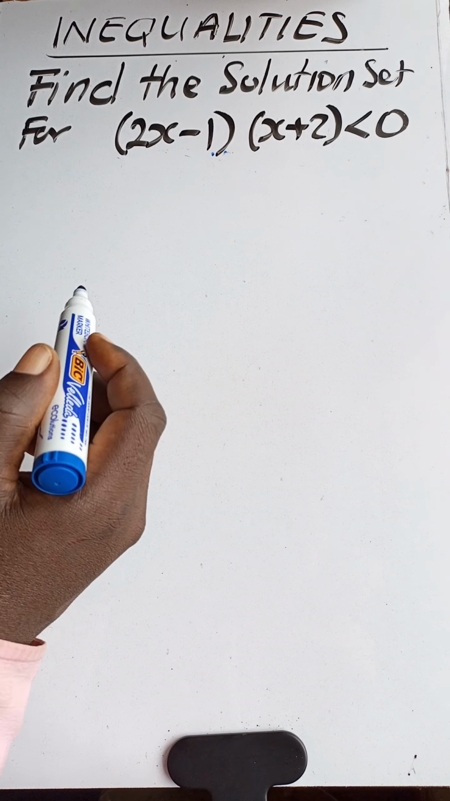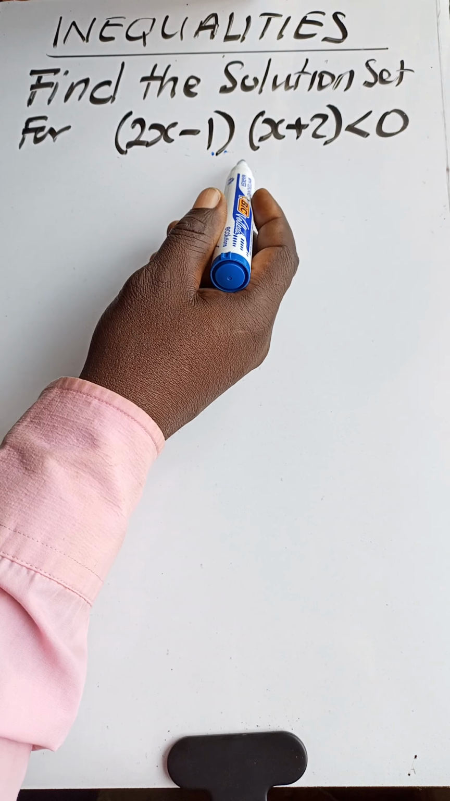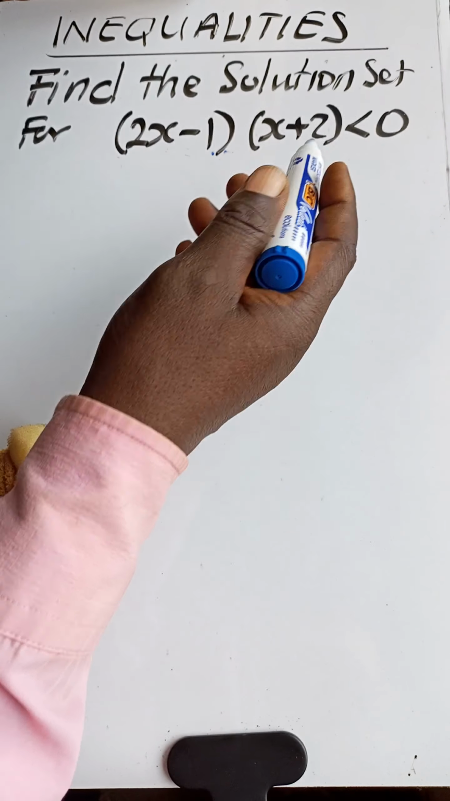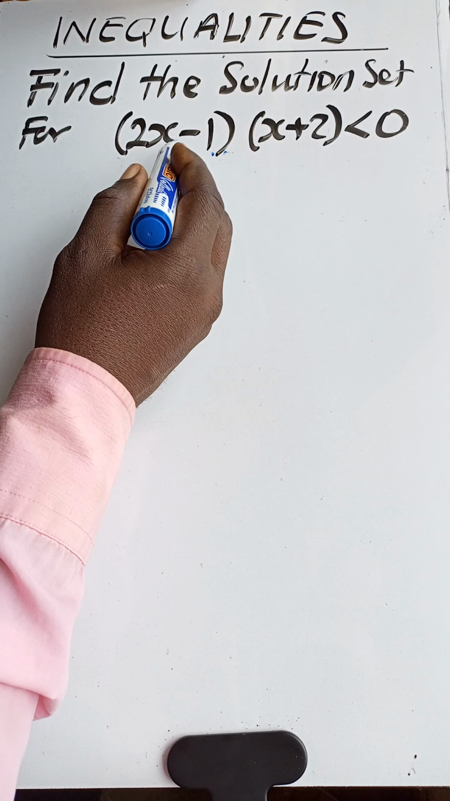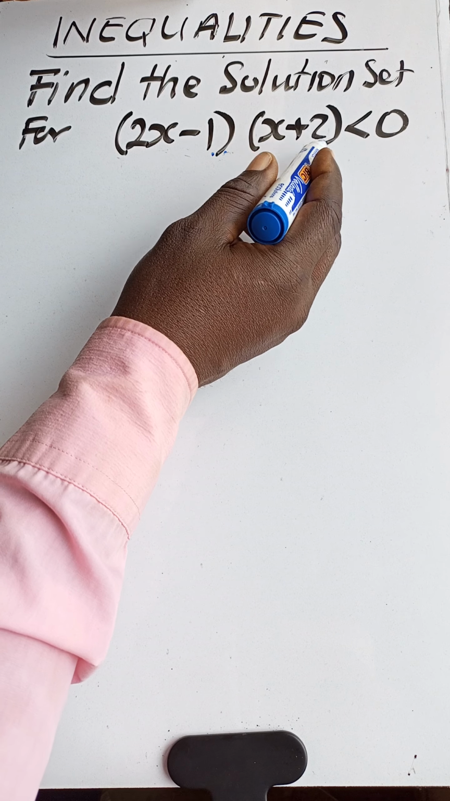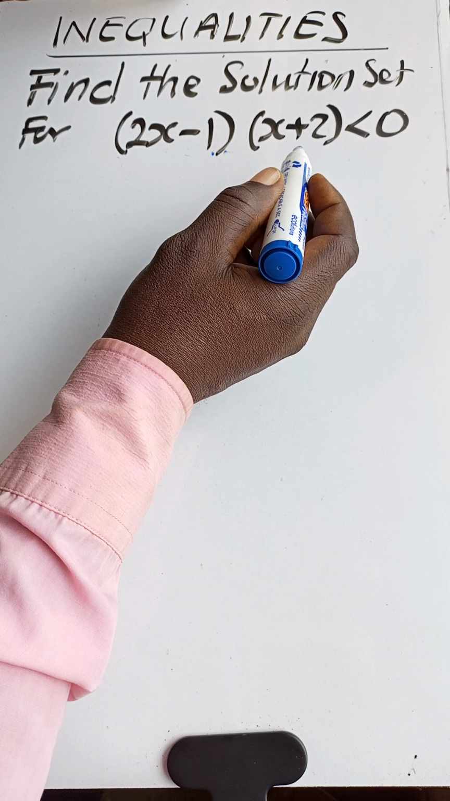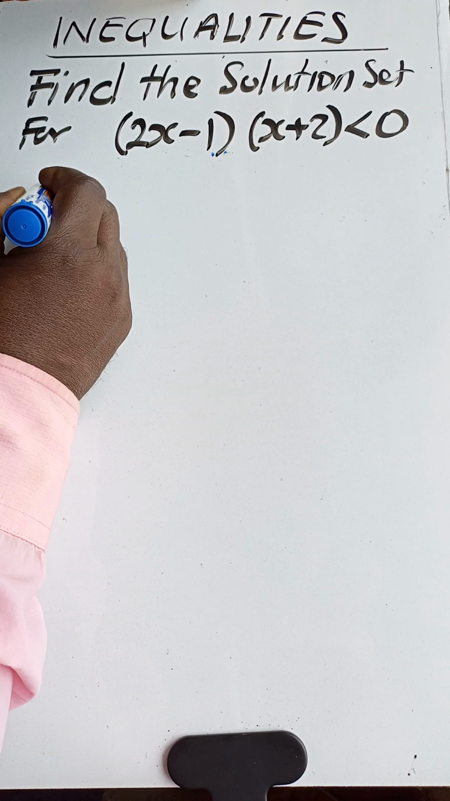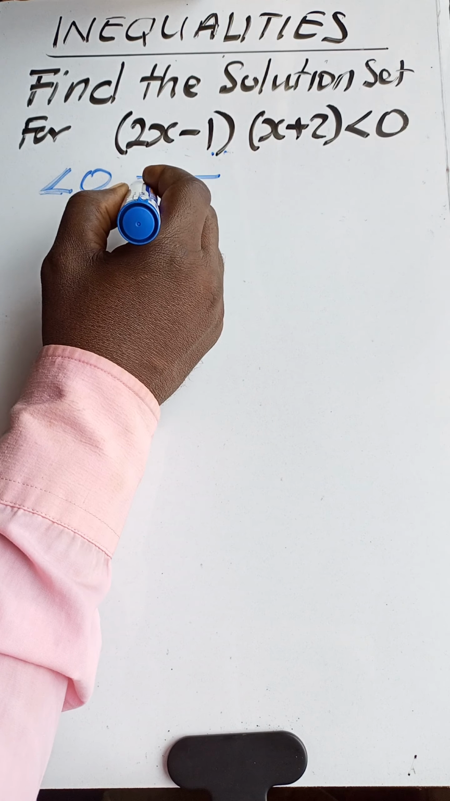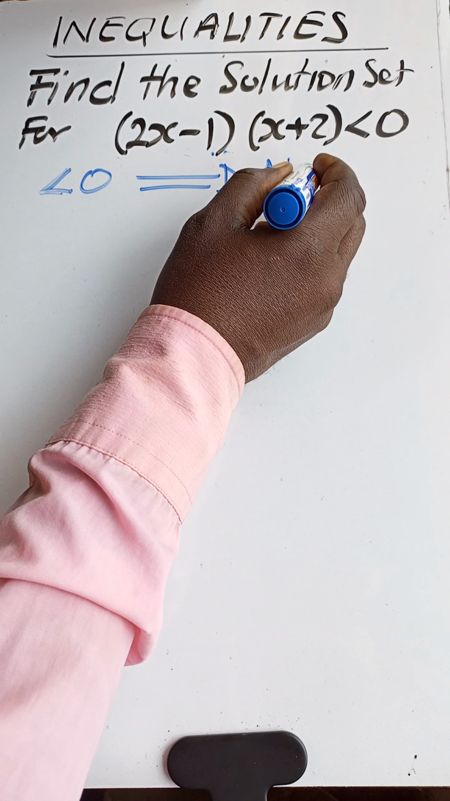Welcome to this tutorial where we are given a quadratic inequality to find the solution set. We have (2x - 1)(x + 2) < 0. We should take note that less than 0 actually means negative.